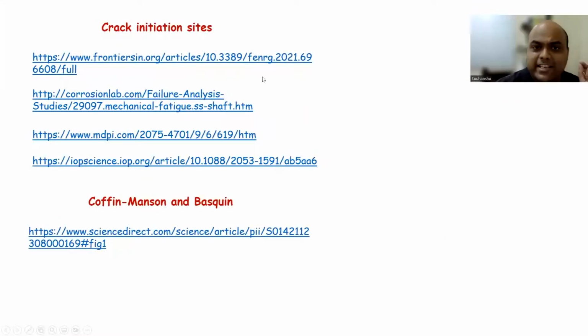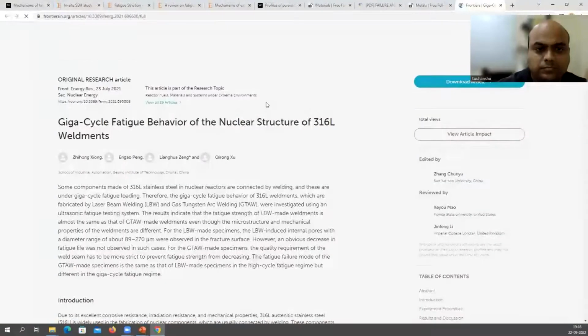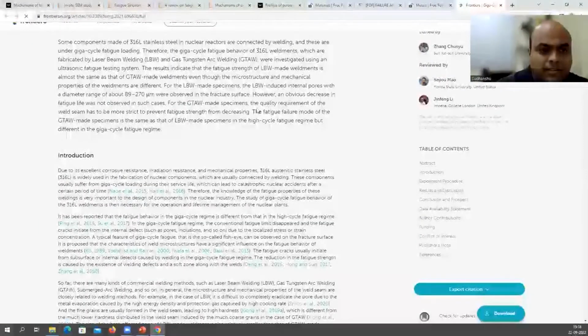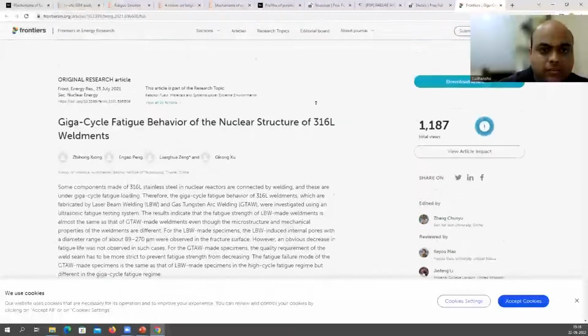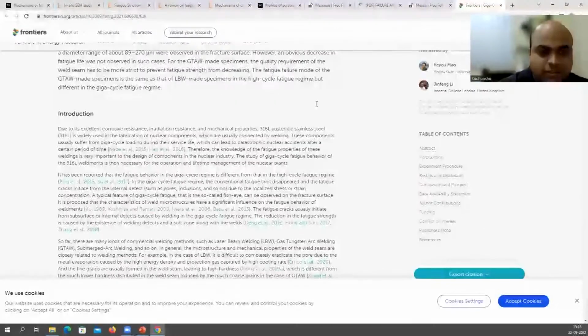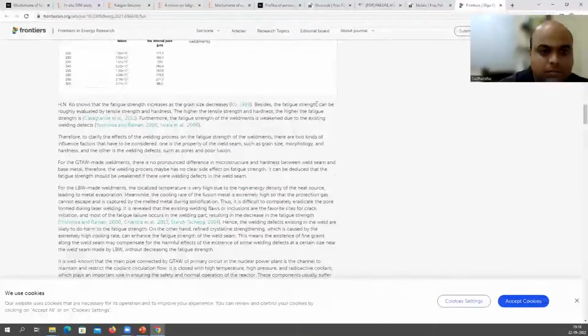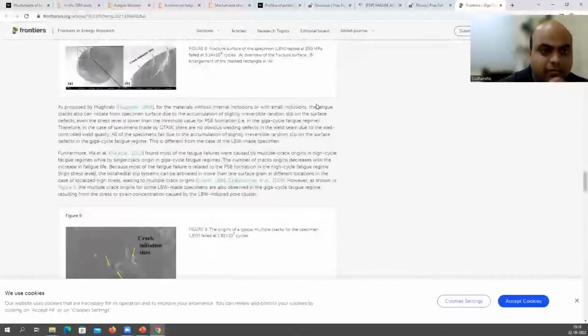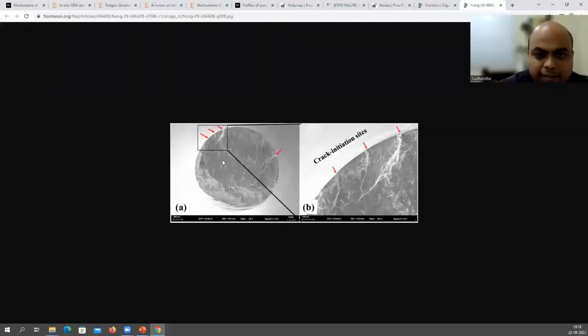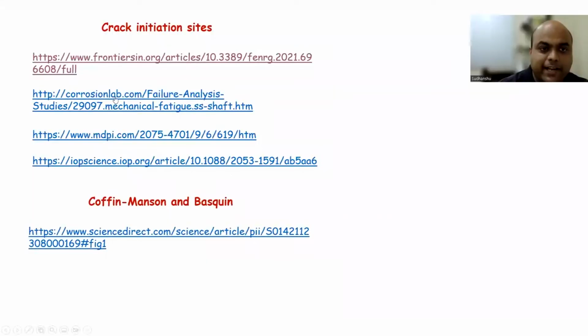Now let's see crack initiation sites. This is from Xiong, published in 2021. Let's see that image. Here, you can see these images, right? Here the crack has initiated. There are three initiation sites, 1, 2, 3, and the crack is propagating. Here also a crack initiation site is there, right? If you see the image, you should be able to figure out where the crack has initiated.